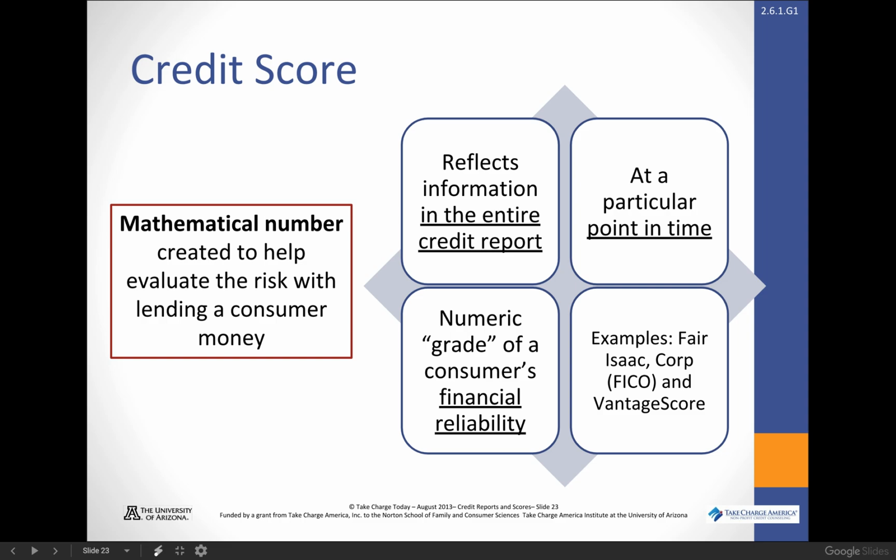Different pieces of the credit report have a different weight or different impact on our credit score. And this number does change. So it is going to be current at a specific point in time. This number could change month to month based on new transactions, based on new payments, things like that. And it's basically going to be seen as your grade for financial responsibility or financial trustworthiness.